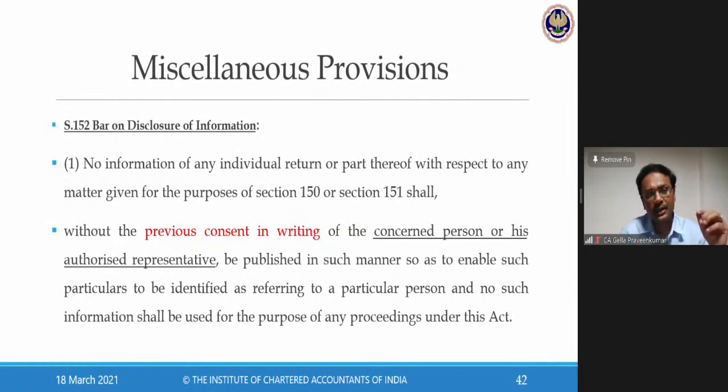Now, this is important. When the government officer has gathered the information, that government officer, that proper officer, cannot reveal any of this information. Section 150, your information written. Section 151, statistics. When a government officer has gathered that information, he cannot reveal it.